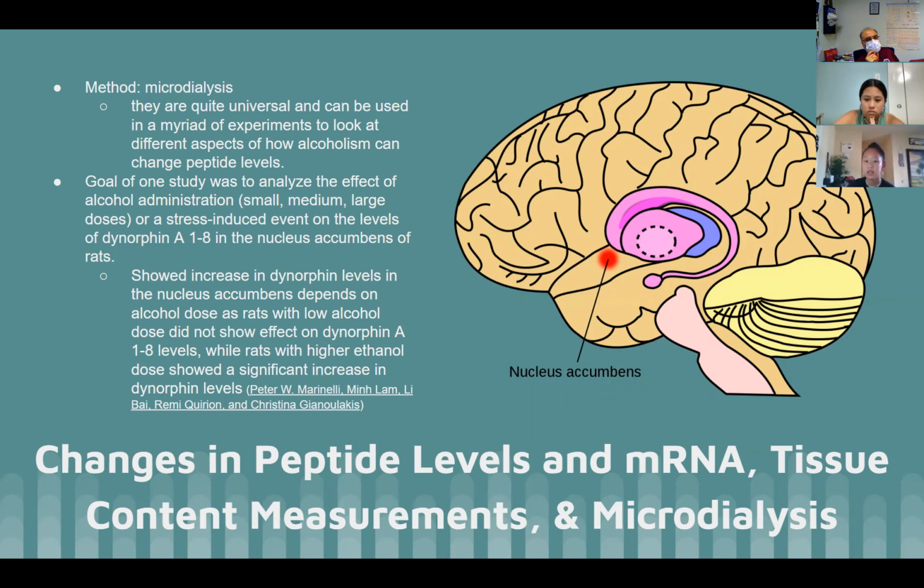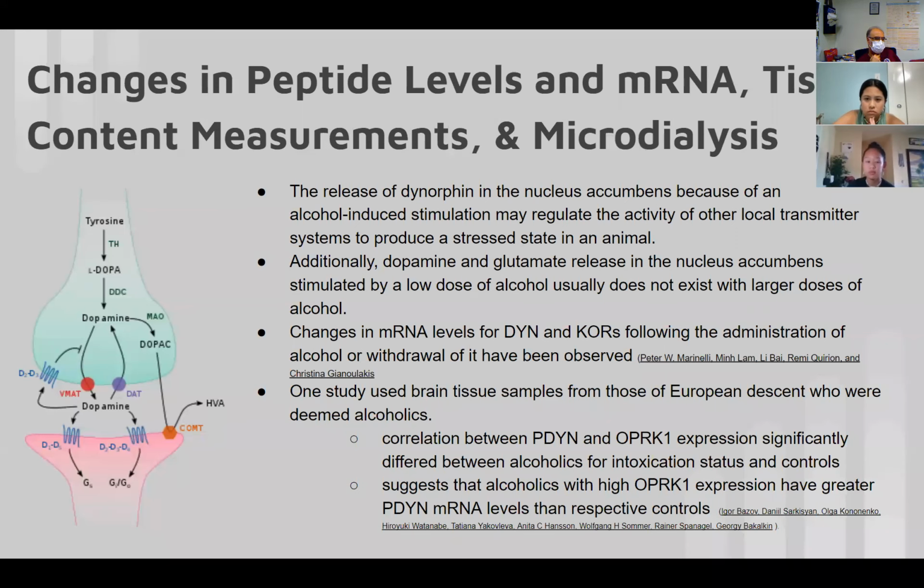It was determined by this study that the increase in dynorphin levels in the nucleus accumbens depends on the alcohol dose. Rats with a low alcohol dose did not show any effects on the dynorphin A 1 through 8 levels, while rats given higher doses showed a significant increase in dynorphin levels. So now moving along to changes in peptide levels in mRNA, tissue content measurements, and microdialysis, the release of dynorphin in the nucleus accumbens because of an alcohol-induced stimulation may regulate the activity of other local transmitter systems to produce a stress state in an animal.